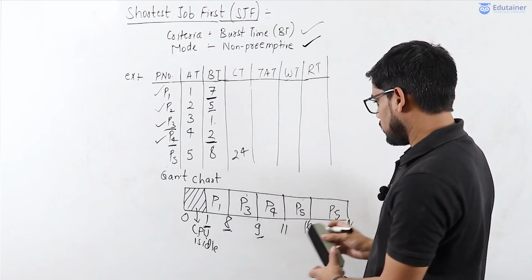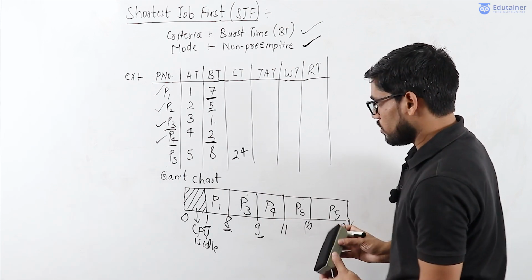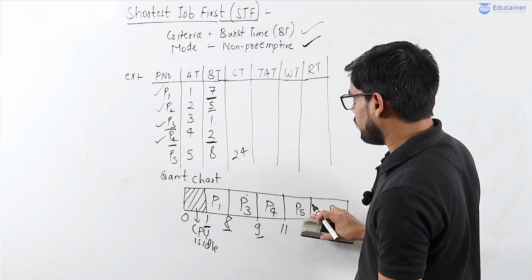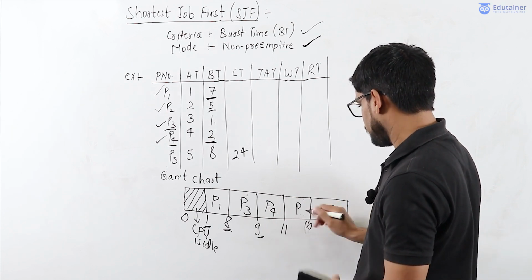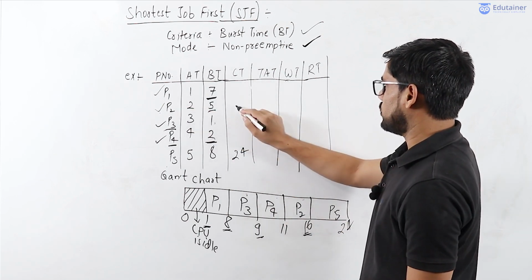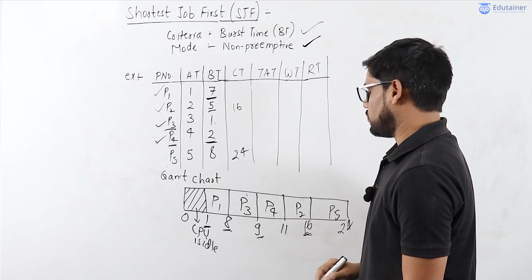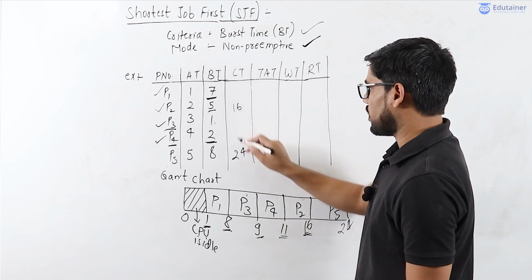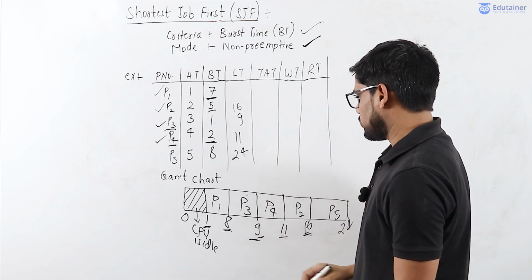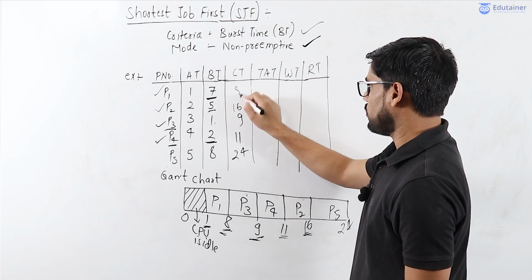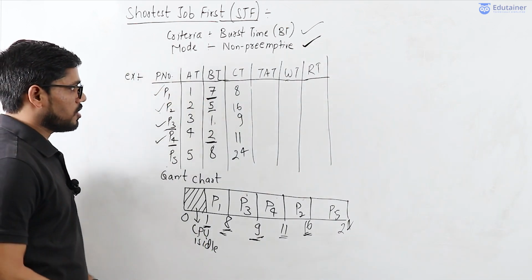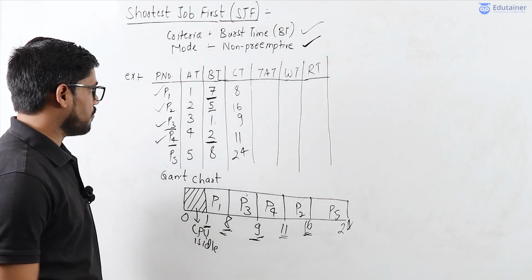Process P2 will complete at time 16. So completion time of process P2 is 16. Similarly, process P4 completed at time 11. Process P3 will complete at time 9, and process P1 will complete at time 8. So 8, 16, 9, 11 and 24 are the completion times of the processes P1 to P5.